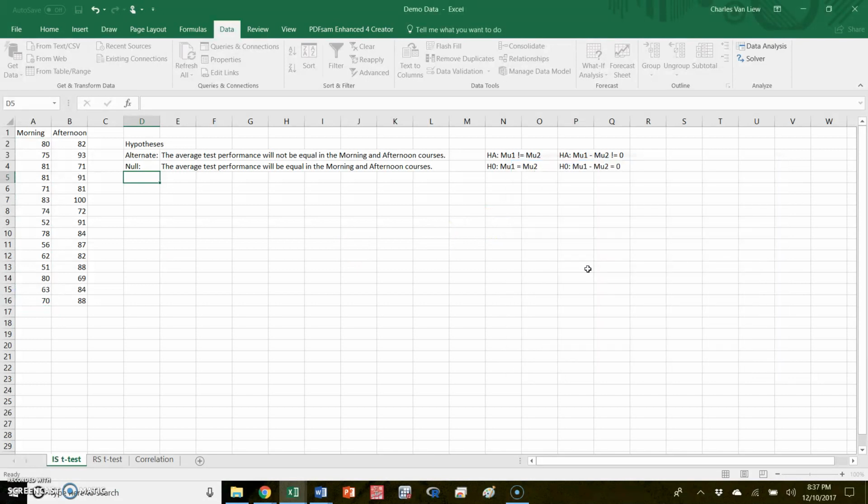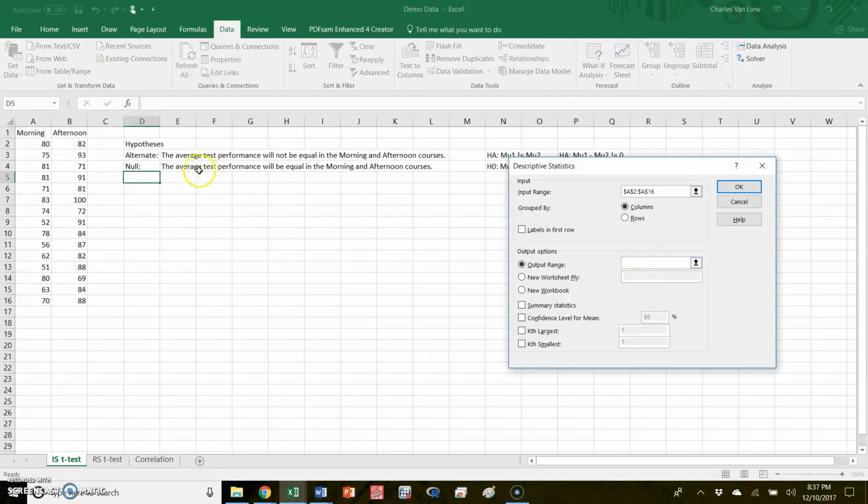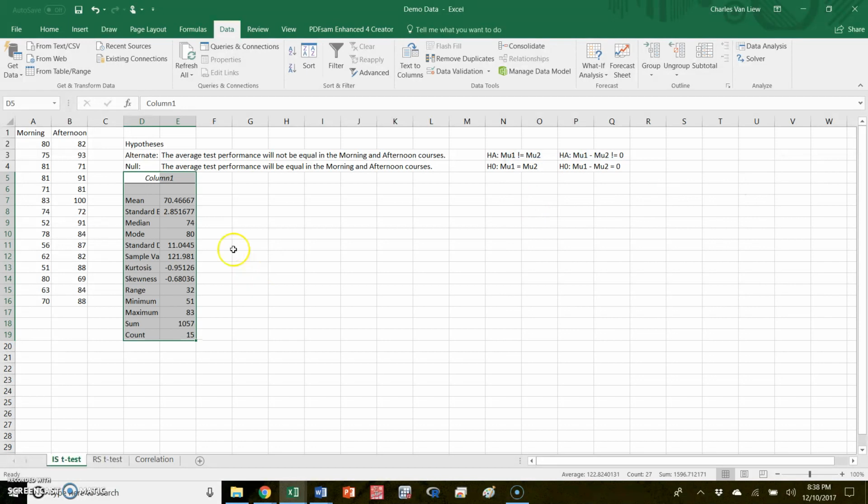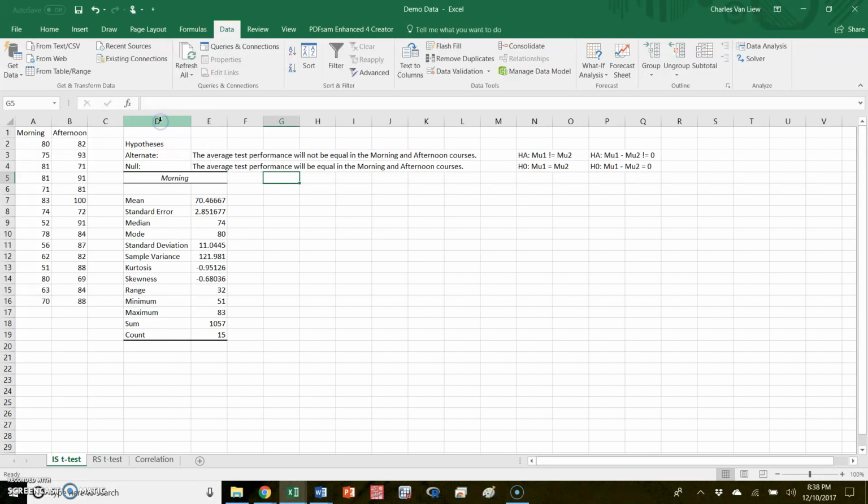And we're going to put this output here on our same sheet with the summary statistics. And this is going to be for the morning group. So I'm going to relabel this morning. And then next to that, let's get descriptive statistics for the evening group, or the afternoon group.